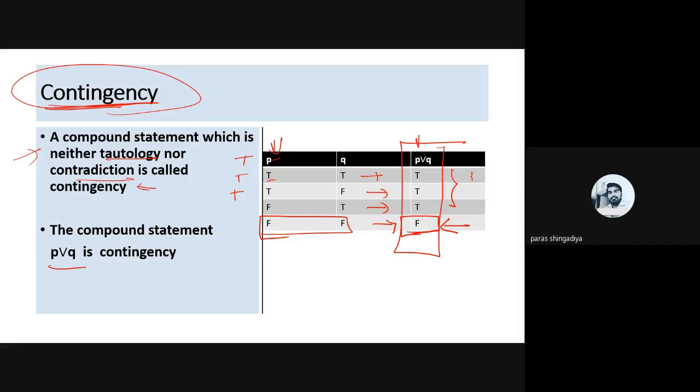If all are in the form of F, then it is known as a contradiction. If all values are in the form of T, then it is known as a tautology. And if the final column involves both values, then it is known as a contingency. This is the definition: a compound statement which is neither a tautology nor a contradiction is a contingency. And this is one example for that. What is the meaning of a contingency compound statement? It involves true as well as false, both, in this column. So it is called a contingency statement. Is it clear? Do you have any query or doubt in these three definitions?